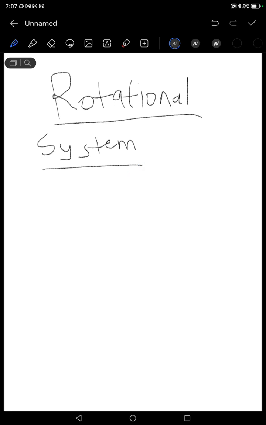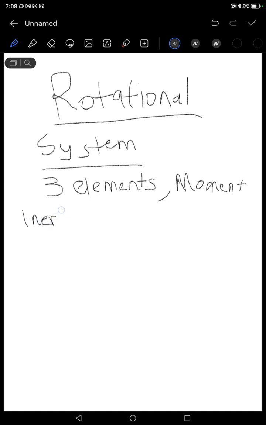Okay, last week we did the mechanical, where I said we have three elements: mass, spring, and a damper. So here on rotational, we're also going to have three elements, which are a damper, a moment of inertia, and a spring. Here we're going to have the moment of inertia, or should I say inertia? And then we're also going to have a stiffness spring, and a damper.